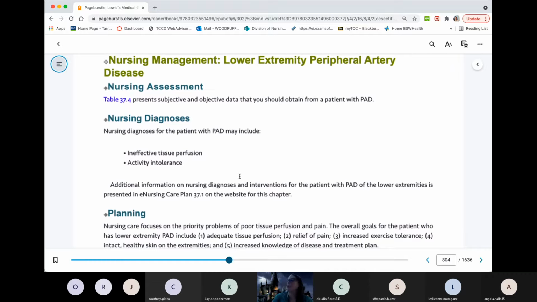And then we're just in our textbook, and we're on page 804. So then they have a planning section. The diagnosis section is saying, here are the really big problems, whereas the planning section says, here are my overall goals. What am I trying to achieve, or what am I trying to get from this patient?